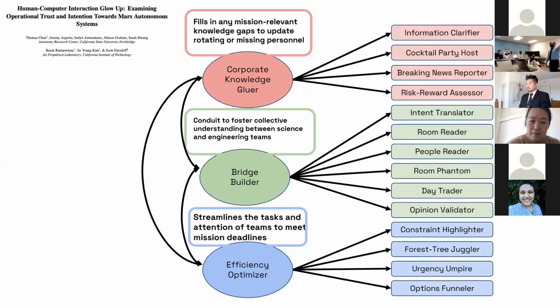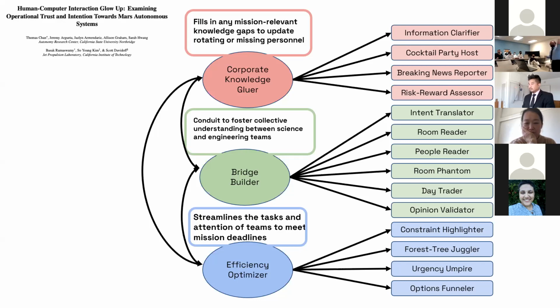First we'll look at what we call the function labels. The first one is corporate knowledge gluer, which fills in any mission-relevant knowledge gaps to update rotating or missing personnel. Then we have bridge builder, which is a conduit to foster collective understanding between science and engineering teams. And lastly, we have efficiency optimizer, which streamlines the task and attention of teams to meet mission deadlines.